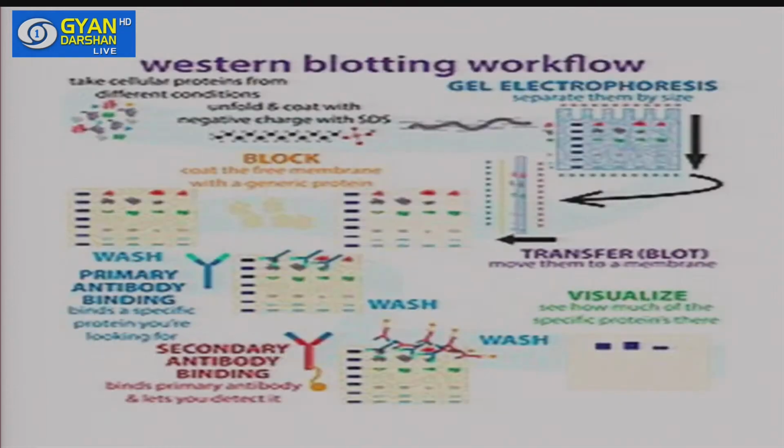So these are the steps, as I already discussed: you run the gel, then transfer it, blot, then block the membrane, then wash, then apply the primary antibody, wash it, then apply secondary antibody, and finally that secondary antibody is linked to some reporters, and then you add the particular substrate, and if the reporter is an enzyme, the enzyme will actually degrade the substrate and therefore there will be a band.